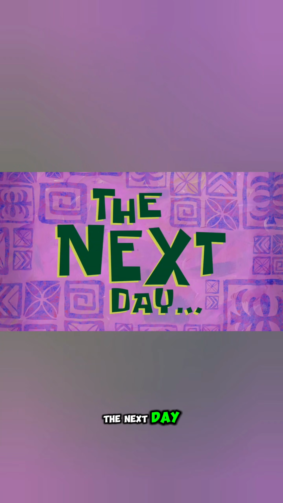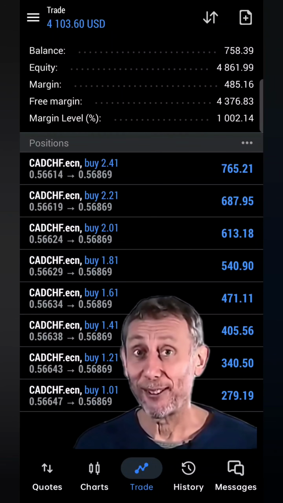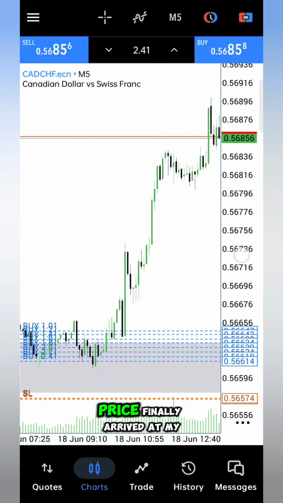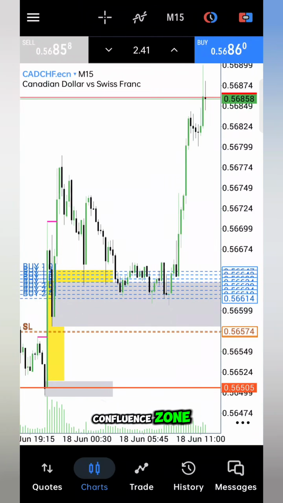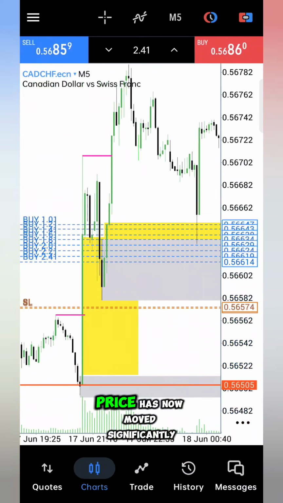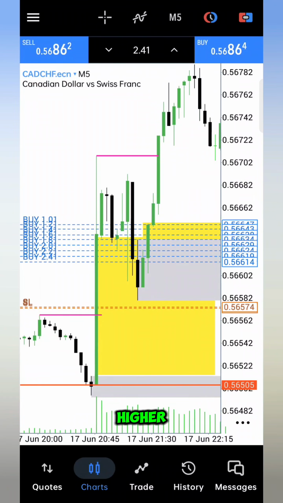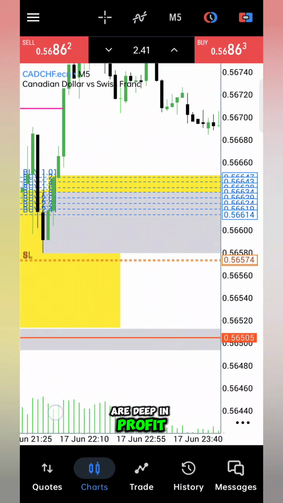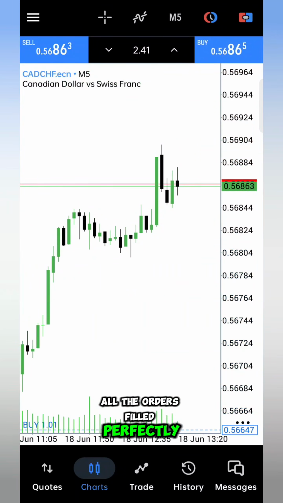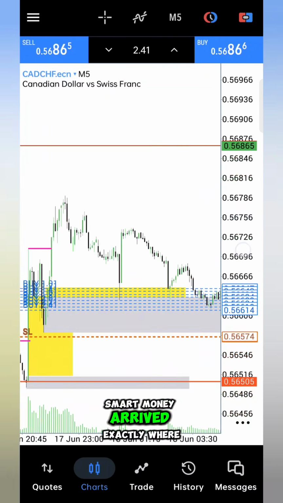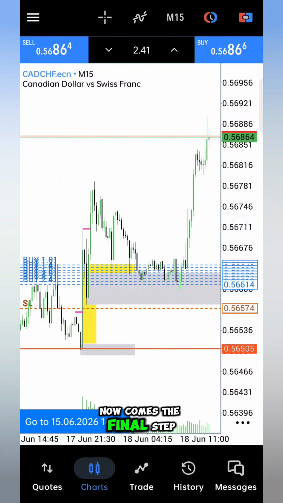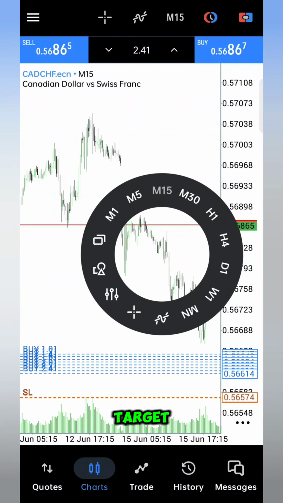The next day. Nice. So guys, after waiting for what felt like forever, price finally arrived at my confluence zone and filled every single one of my pending buy orders. And look at this. Price has now moved significantly higher, and all of my positions are deep in profit. This is exactly why patience matters. All the orders filled perfectly at the zone. Smart money arrived exactly where we predicted. The setup worked flawlessly. Now comes the final step, taking those profits at the target.